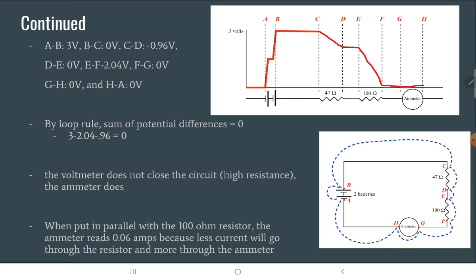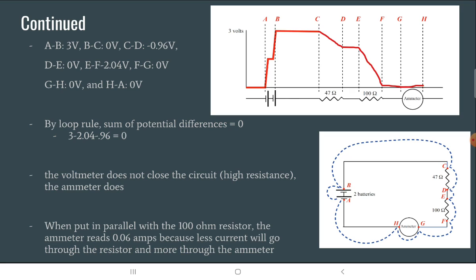So to continue on with that, we measured the potential difference at all the different points as shown in the picture below. By the loop rule, we would assume that the sum of the potential differences is 0. And that is true because we have 3 volts, negative 2.04 volts, and negative 0.96 volts, which equals 0. And you can see in the upper graph where that distribution is. And the slope goes down when you're going through the resistors.